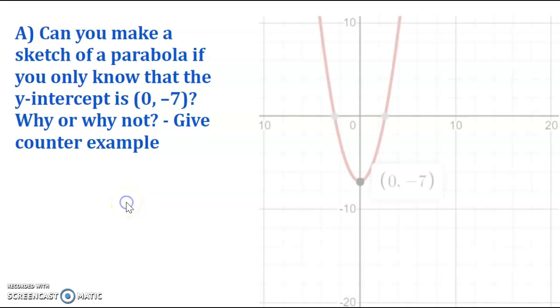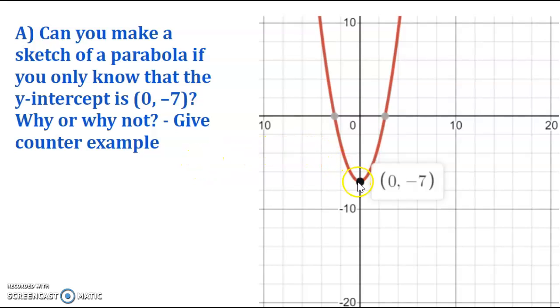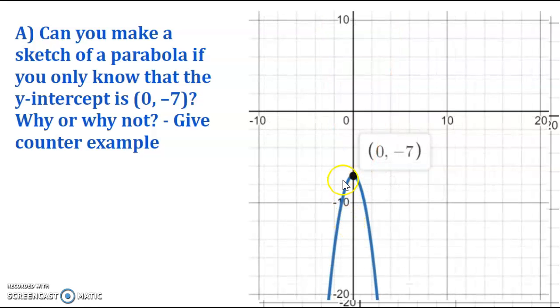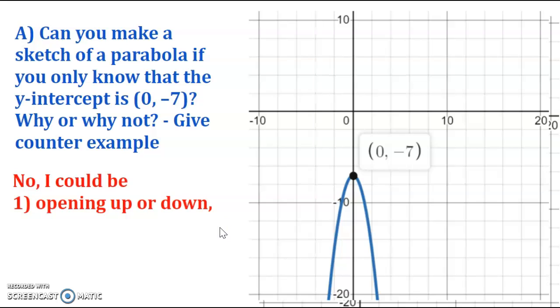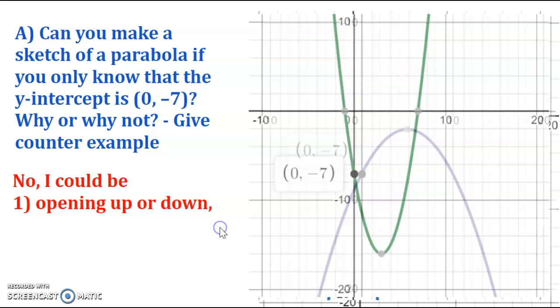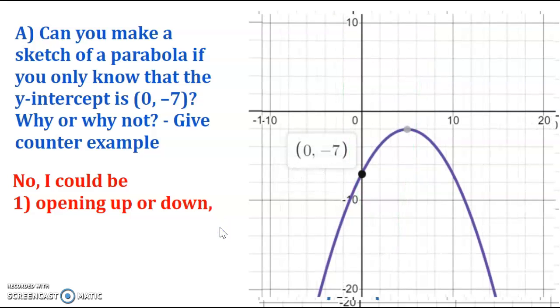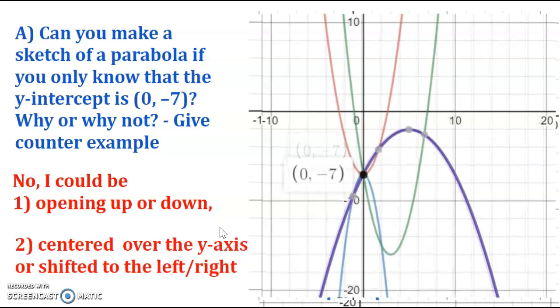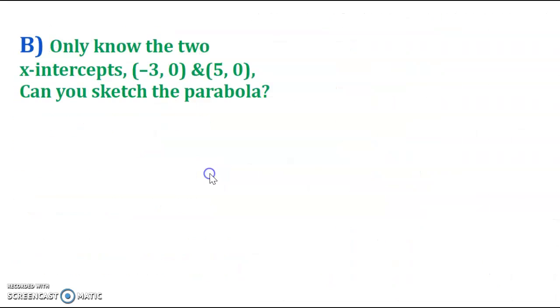Why or why not? Well, the parabola could have the y-intercept of (0, -7) right here. It could look like this, but it could also look like this. It could be opening up or down. It could also be shifted to the right of center, or shifted to the right but opening down. Okay, so there are many variabilities. Just because you have the y-intercept of (0, -7) does not mean that you can graph that parabola. So that's not enough information.